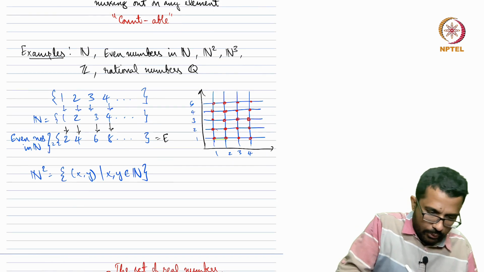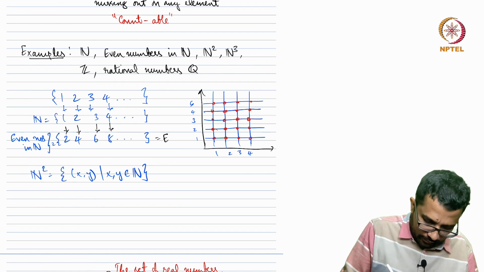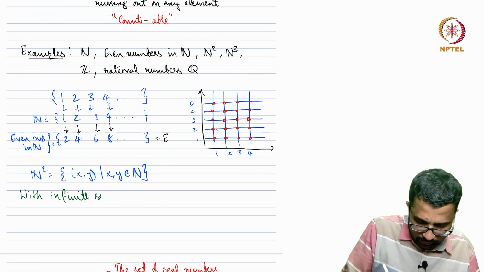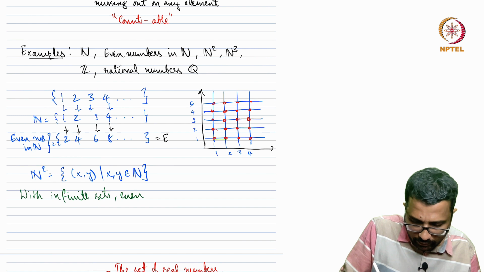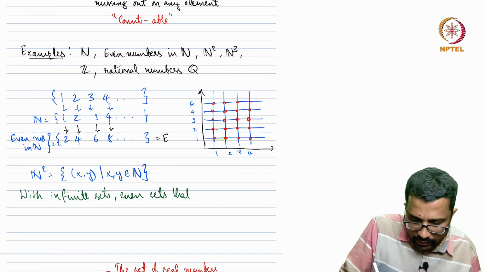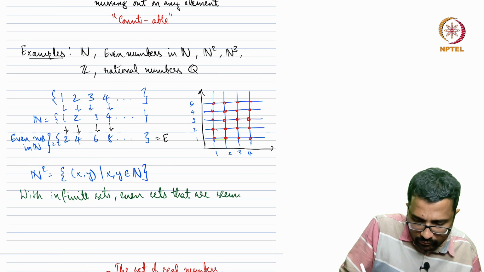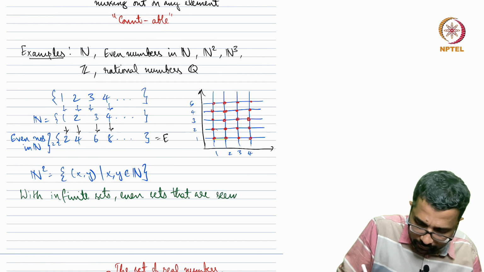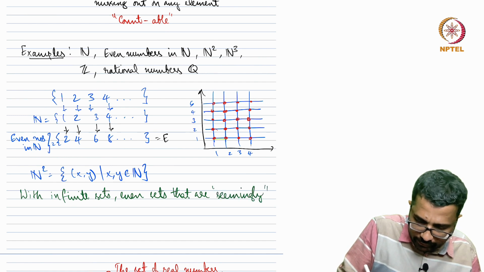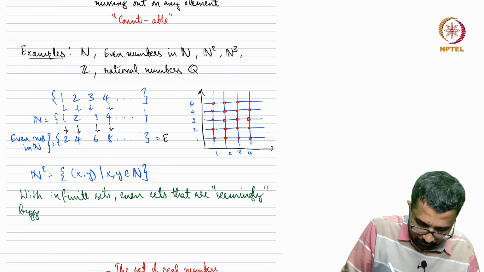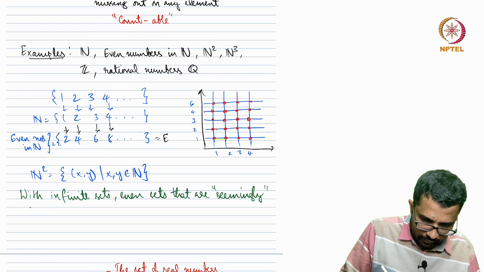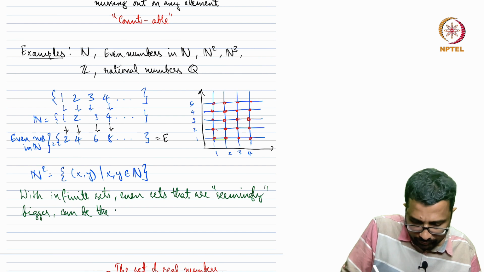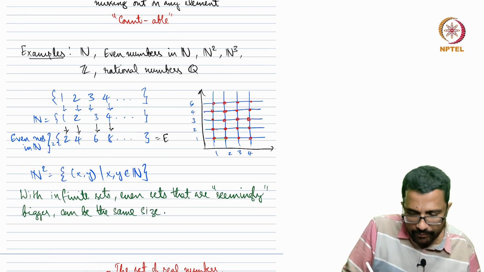So with infinite sets, okay, this is important, even sets that are seemingly bigger can be the same size. This cannot happen with finite sets, right?